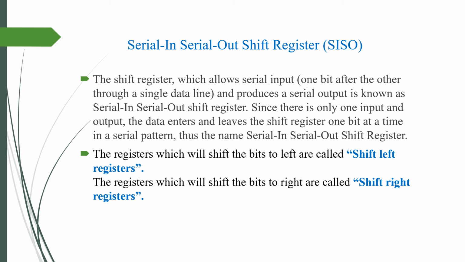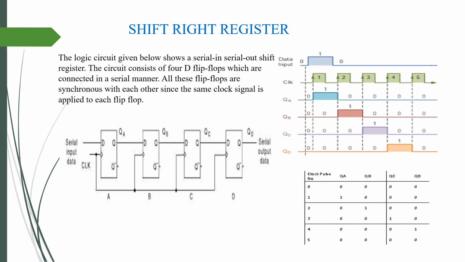The registers which shift the bits to the left are called shift left registers, and the registers which shift the data bits to the right are called shift right registers. First we will see the shift right register. Here you can see the diagram, which is a 4-bit shift register. Here 4 flip-flops are used. The circuit consists of 4 D-type flip-flops connected in a serial manner. That means the output of the first flip-flop is connected to the input of the next flip-flop.